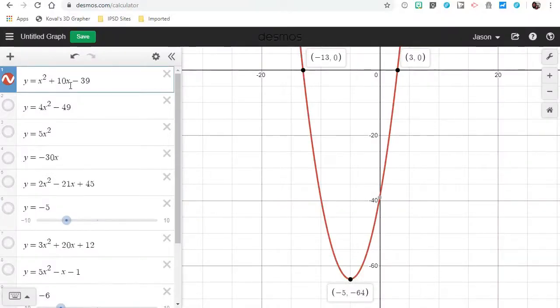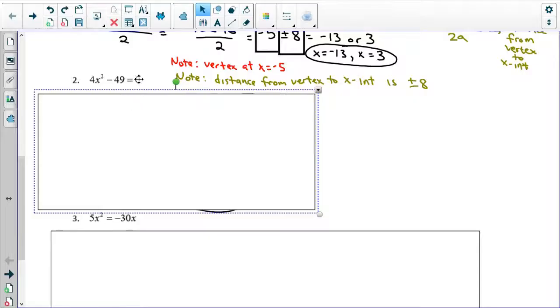x squared plus 10x minus 39. We got negative 13 and 3 as our solutions with the quadratic formula. And remember that we said that the vertex x value was negative 5. And if we look at the horizontal distance in either direction of the vertex value, we end up traveling 8 in both directions.